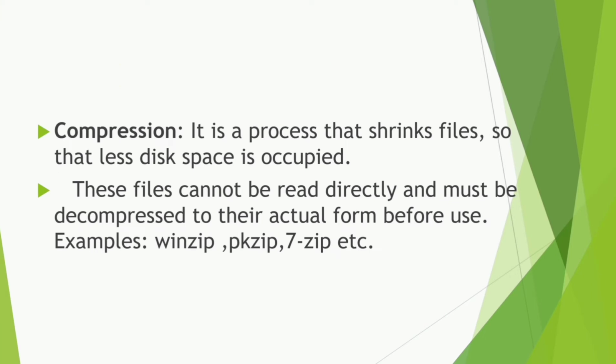Next thing is compression. Compression is a process that shrinks files so that less disk space is occupied. Suppose you have so many files but less memory in your device. In that case, softwares like WinZip, PKZip, 7-Zip, etc. will help you to shrink files, and those files occupy less space. But when you want to read those files, you have to convert them into the original form. So these things are known as compressing and decompressing.